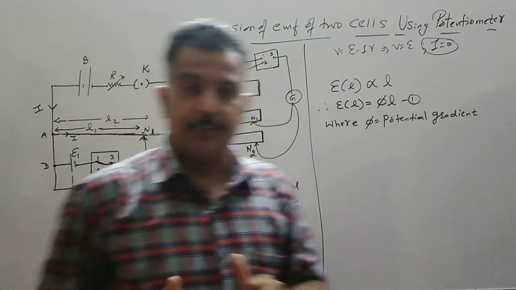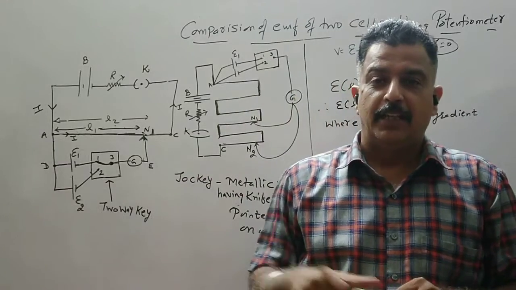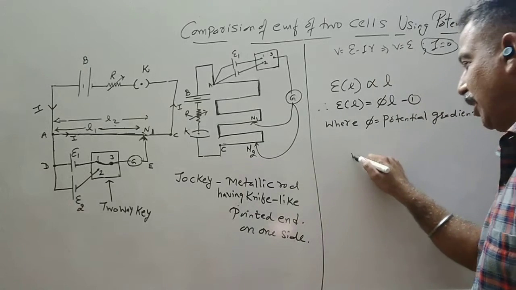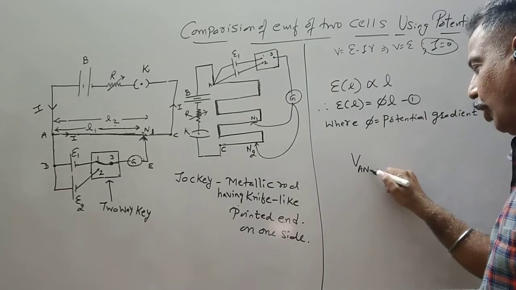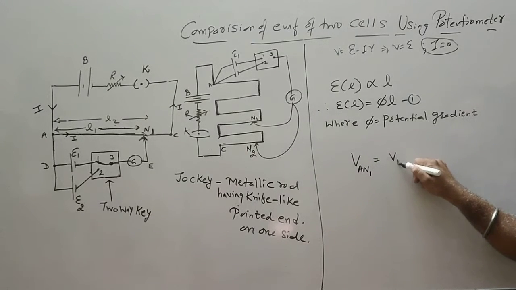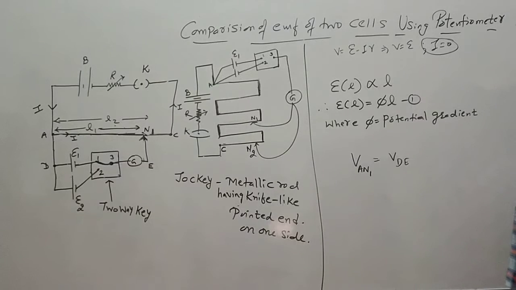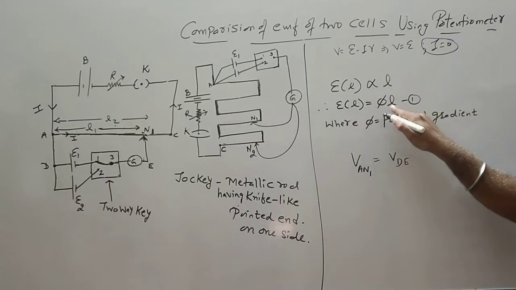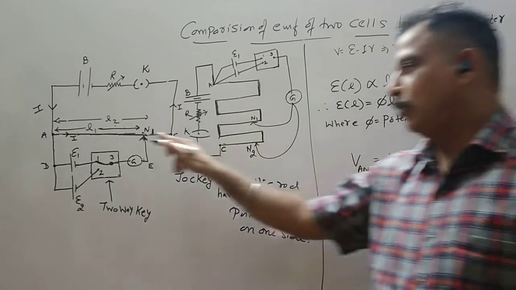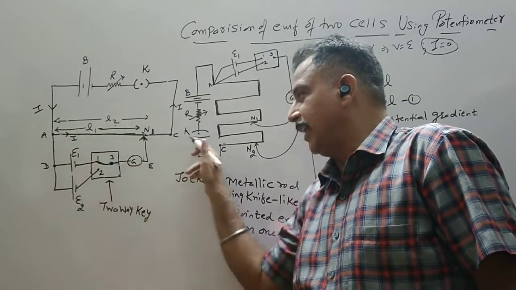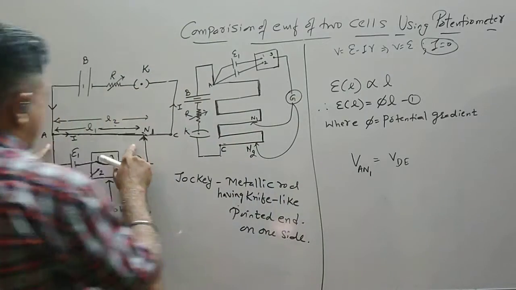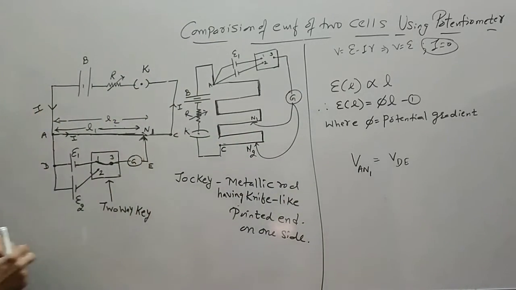And in parallel combination, the potential difference across the 2 points remains same. It means the potential difference between 2 points A and N1 should be equal to the potential difference between DE point. Now if I apply this principle of the potentiometer, I got this length as L1. We have a meter scale below this potentiometer wire. So we can measure this length L1 from the meter scale which is below this wire.